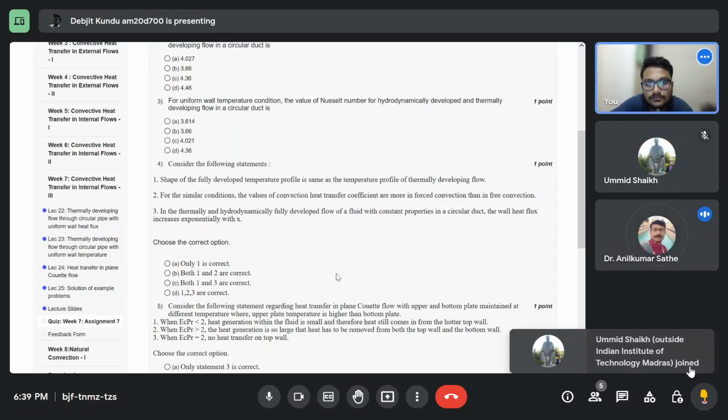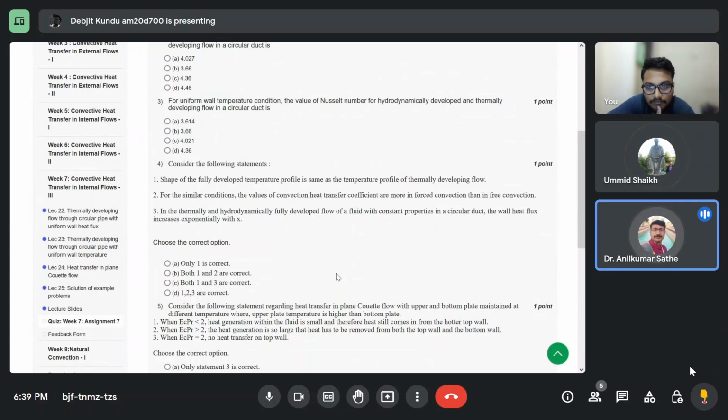We don't need to discuss the third, but 1 and 2 are correct. No, 1 was not correct, right? No, not correct. Sorry, there is a difference. Yeah, so 1 is not correct. Second is definitely correct.